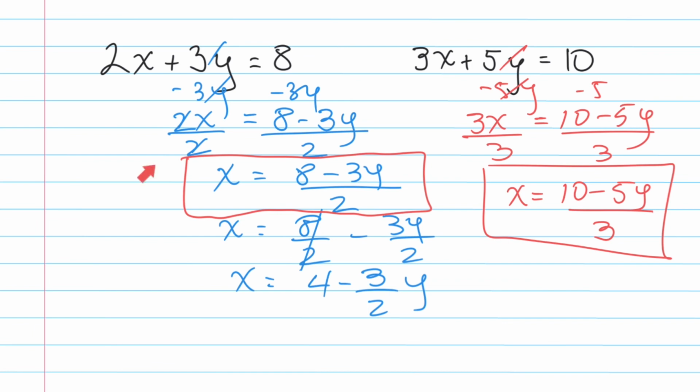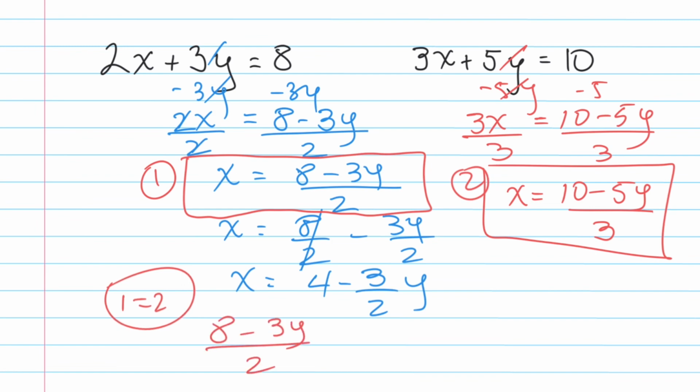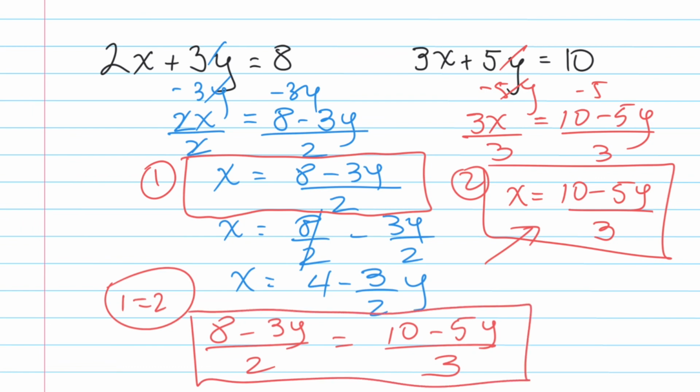This is coming from the first equation, and this is coming from the second equation. So we're just going to do 1 equals 2, and it's going to look like this. Not x, sorry, 8 minus 3y over 2 is equal to this other expression, 10 minus 5y over 3. And with this new equation, we can solve for y, and therefore we will be able to find x as well.